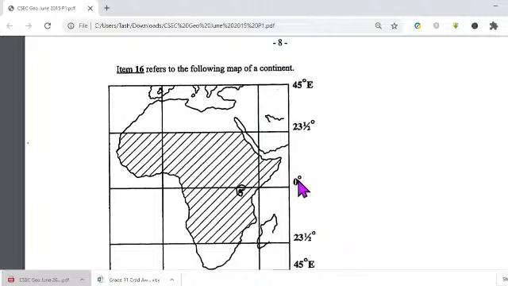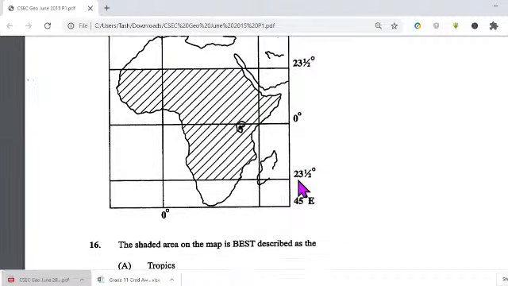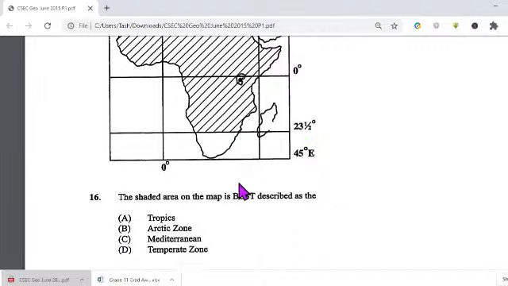So we're on to number 16. Pay attention as well that since we've started the paper, we're at the 16th question, and everything that you're doing is practical skills, just the same. So you're just doing a whole bunch of practical skills first, and then you will see how the other questions transcend. So item 16, the shaded area on the map is best described as the tropics, Arctic zone, Mediterranean, or the temperate zone.